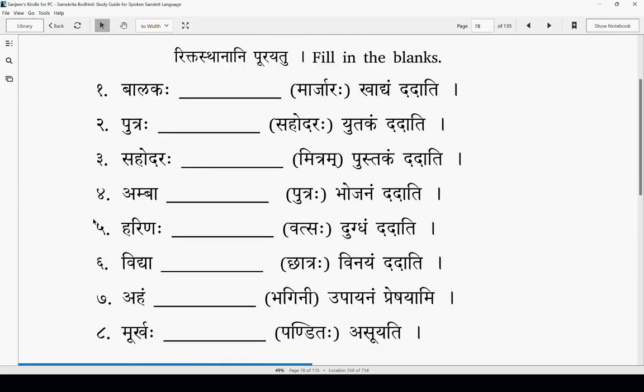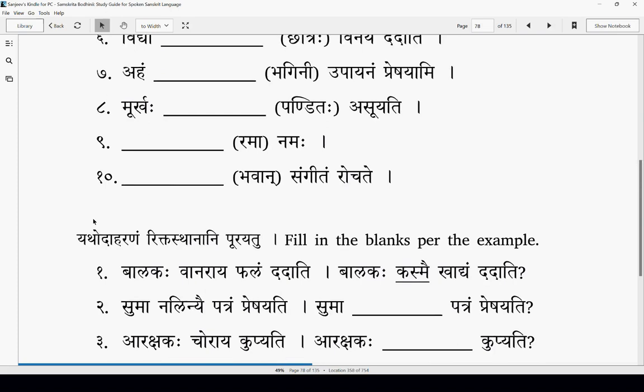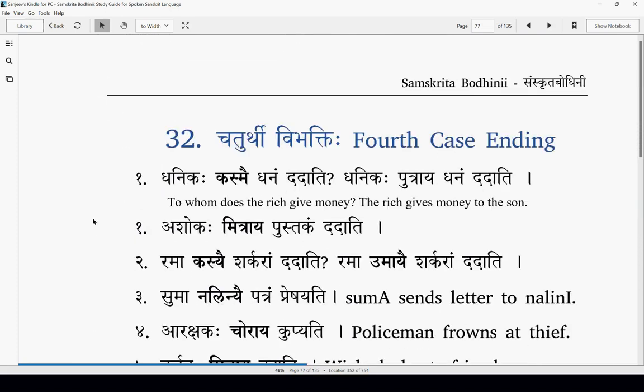There are some simple exercises here which you can do later. Any question on chaturthi vibhakti? Or any other question, Pune? No, sir. Thank you. Sorry if I didn't answer your question about the past participle completely. I'll try to understand next time what you're trying to say. You can just send me an email with an example of your question. Yes, sir, I will. Thank you.